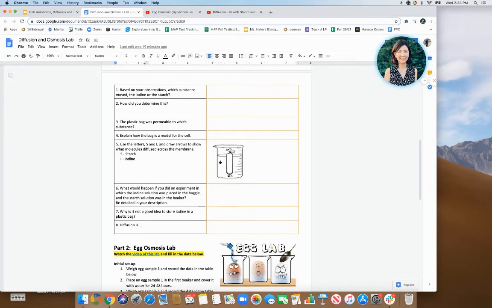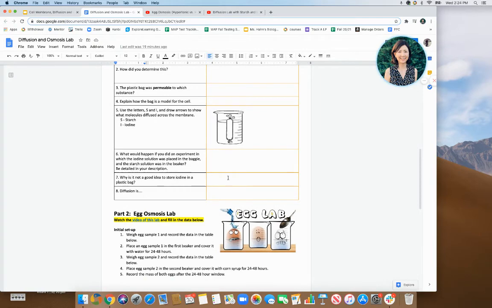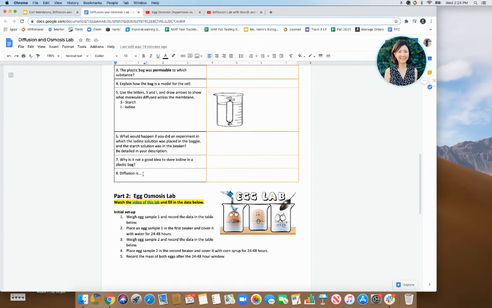And I want you to draw an arrow showing, did the iodine move into the cell or did the starch move out of the cell? Okay, so draw that arrow for which one happened. Okay, and then you're going to answer that question, and then your final question is, what is diffusion? Okay, and if you forgot, you can go back to the slideshow.